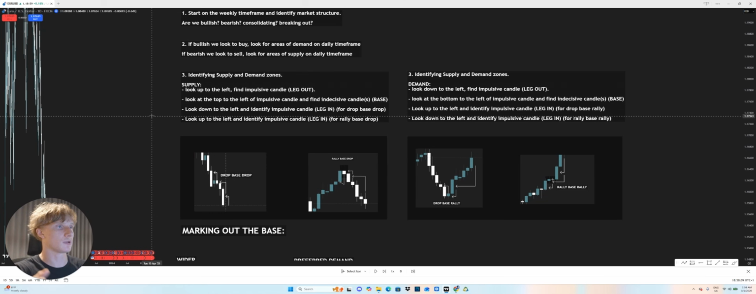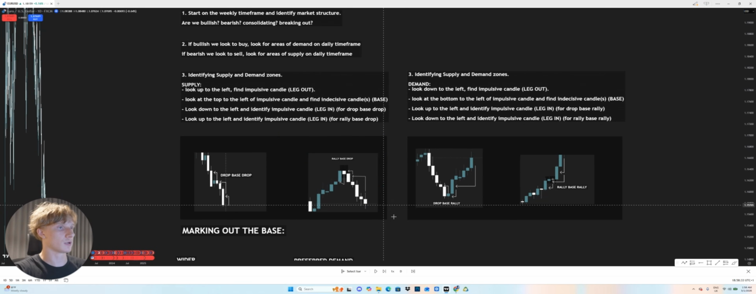Cool. Now, once we have identified the base, we will look up to the left and identify another impulsive candle, which is going to be a leg in for a drop base drop. So we look up: impulsive candle, indecisive candles, up again, here we have an impulsive candle. That right there is one of our supply formations. It's a drop base drop.